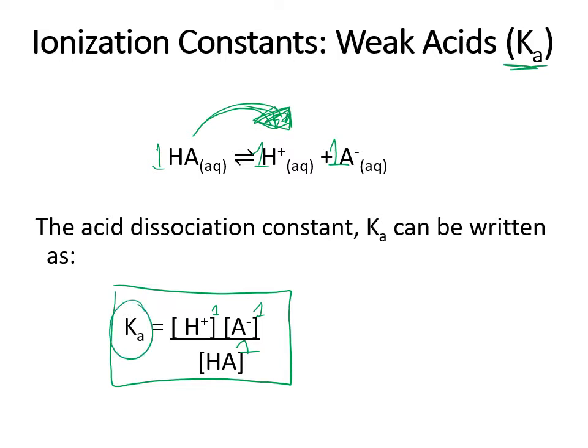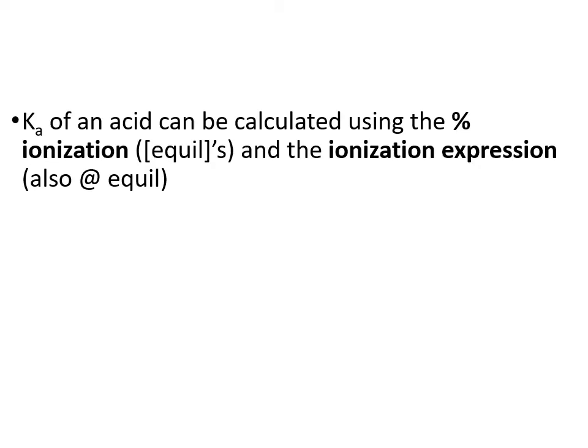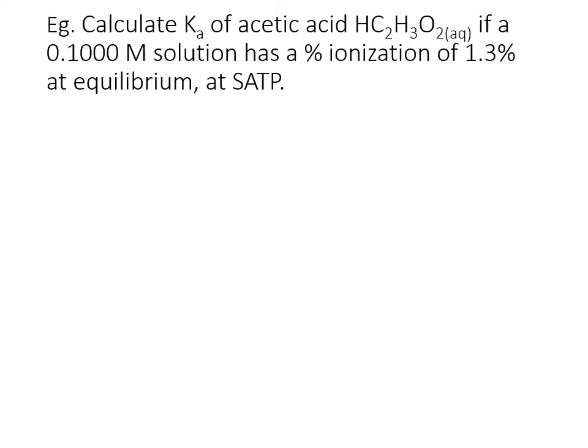is, and we're using that A to mean for the particular acid, whatever the Ka is tells us how much the reaction has shifted to the right, how much the acid has actually dissociated. And since they're weak acids, we should be dealing with relatively small Ka values. So the Ka of an acid can be calculated using the percent ionization, using the equilibrium concentrations, and the ionization expression, which is what's happening at equilibrium. Let's have a look at how that works.